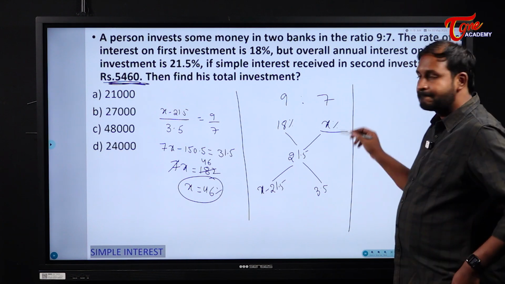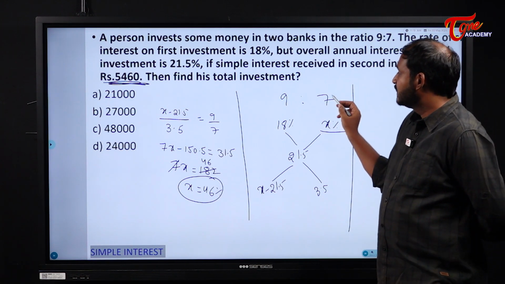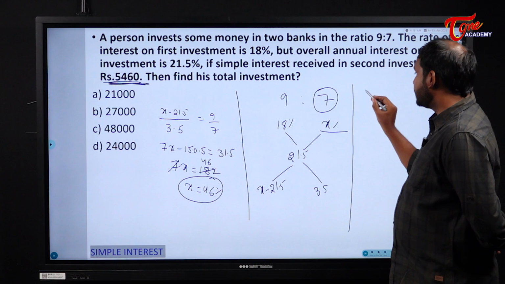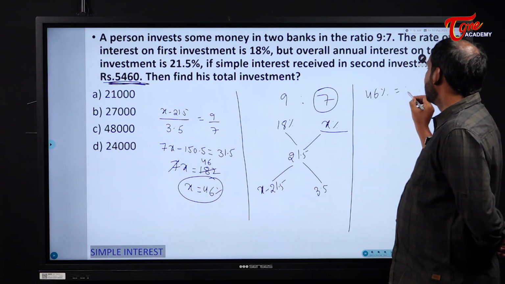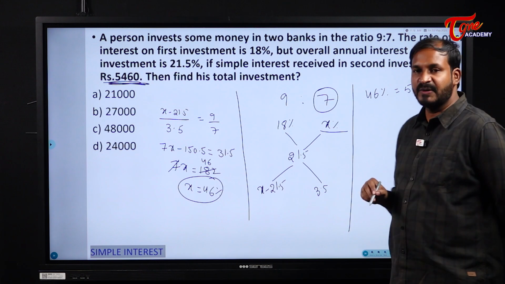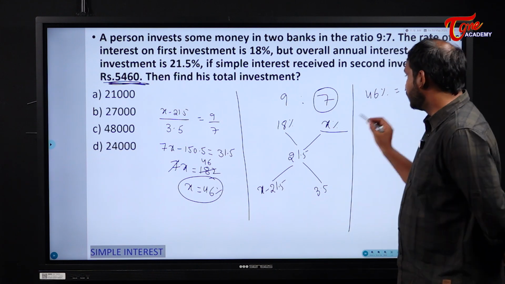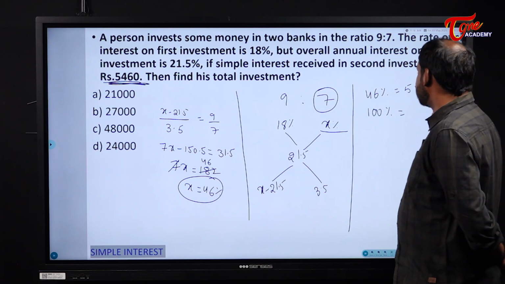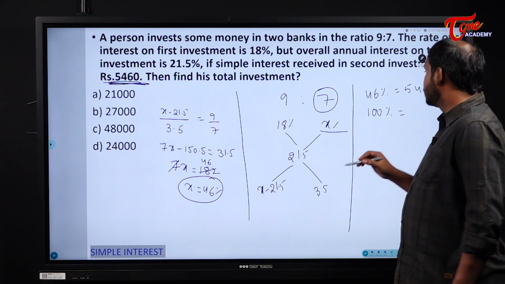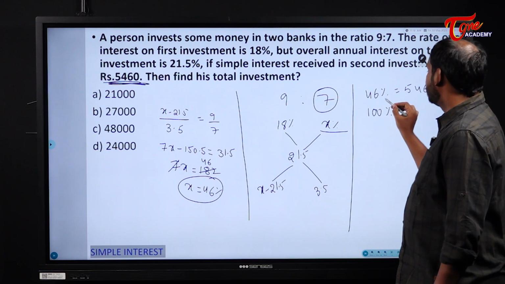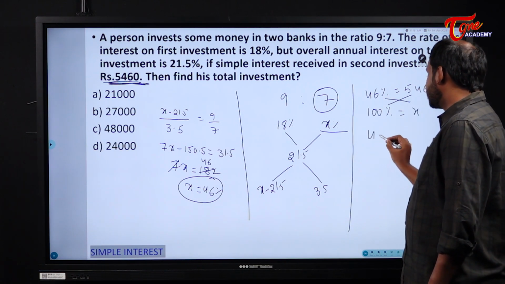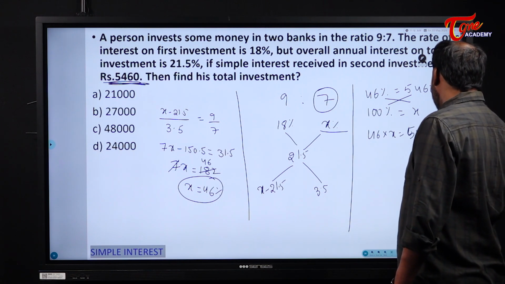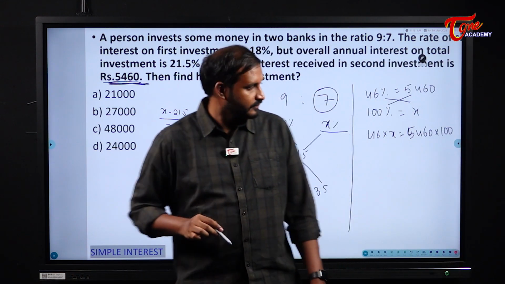46%. Okay. Now please see here, students. 7 parts I need to find. First of all, I need to find 7 parts. So 46% is equal to 5460, right? Now tell me what 100% will be equal to. Solve this one, cross multiply it. What will you get? 46 into X is equal to 5460 into 100.